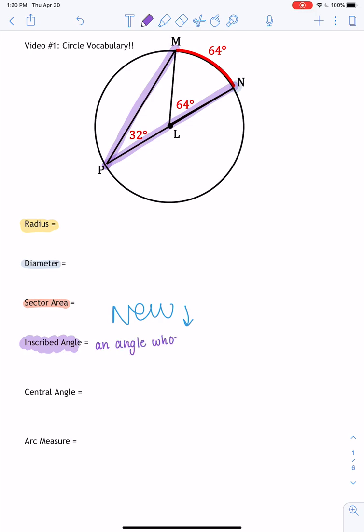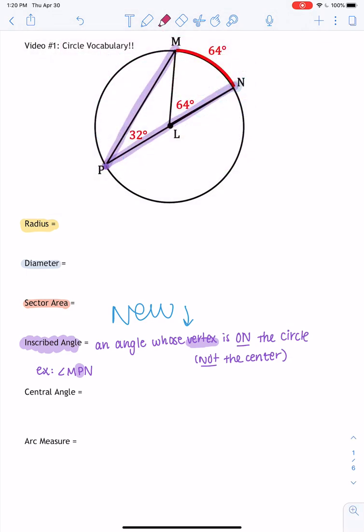whose vertex is on the circle, not the center. So if you see right here, MPN. So as an example, this would be angle MPN. P is your vertex, and it is on the circle, and it is not the center.